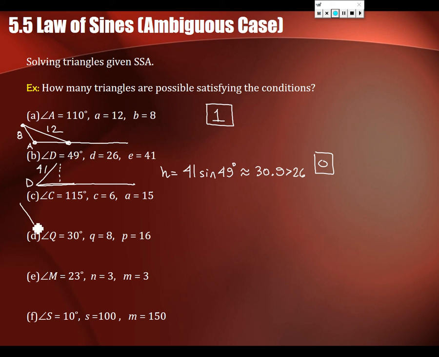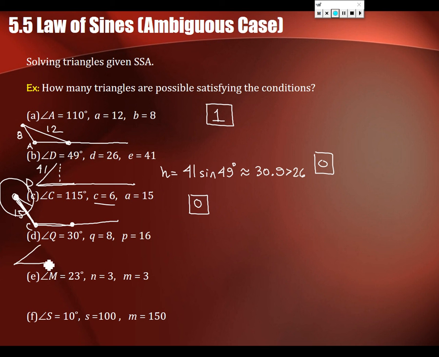We're back to an obtuse angle here. Let's draw the picture. So there's 115 degrees. This side here is 15. How's this going to go down? Actually, we don't know how long that is. Is 6 going to work here? I mean, we're going to be in this situation where we're swinging and we can't reach. It would have to be at least 15 units long to reach, right? That's a problem. So that's another 0 triangle situation.